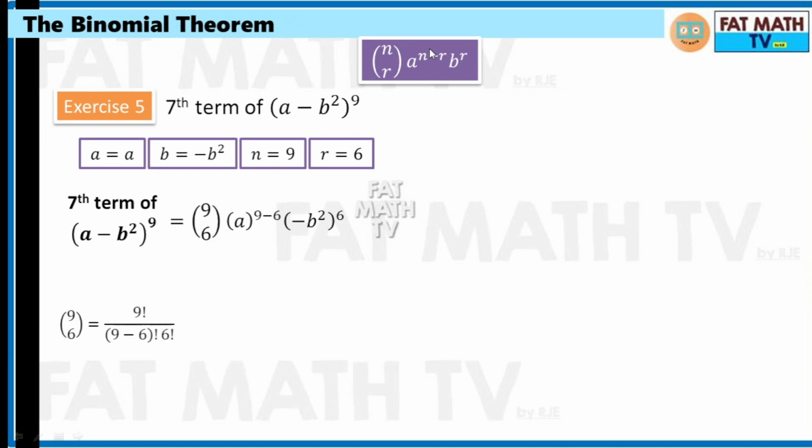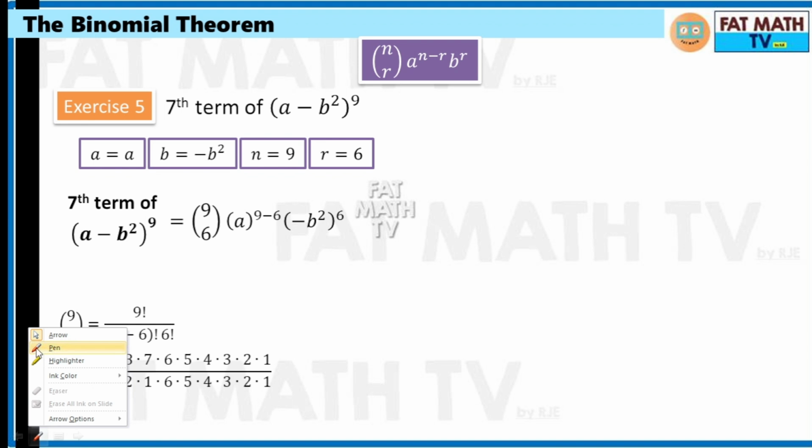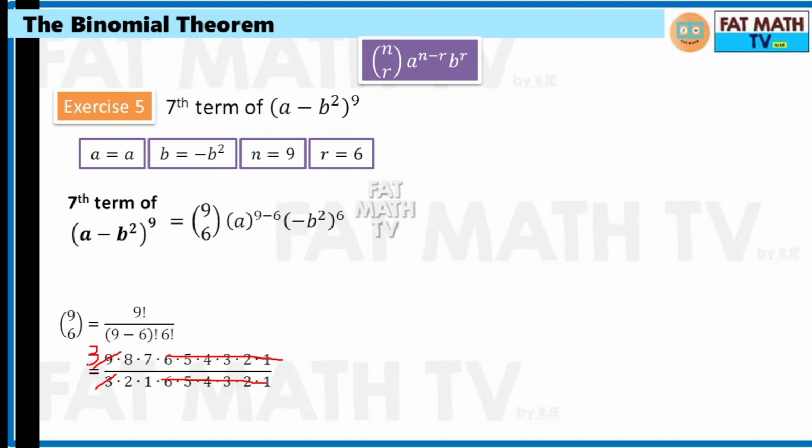Okay, 9 taken 6 is 9 factorial over 9 minus 6 factorial, 6 factorial. That will be 9 factorial is 9 times 8 up to 1. 3 factorial is 3 times 2 times 1. 6 factorial is 6 times 5 times 4 times 3 times 2 times 1. We can cancel this and this. 3 with the 9, that is 3. And 8 with the 2, that will be 4. So we have 12 times 7, that is 84. So 9 choose 6 is 84.